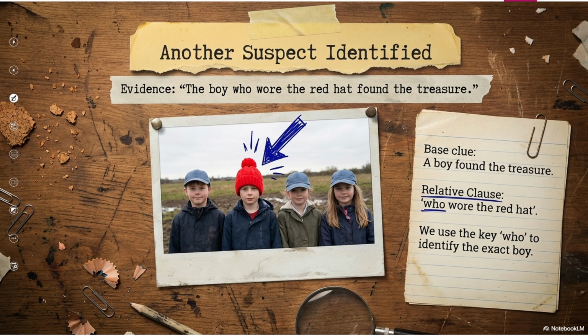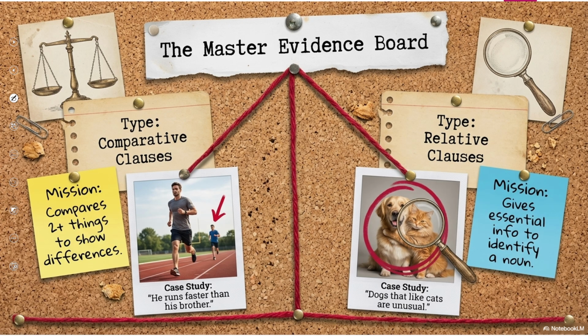Another example, the boy who wore the red hat. Here the highlighted portion is a relative clause because it adds information to the noun, or the subject. And it starts with a relative pronoun, which is who. Who wore the red hat? We use the key who to identify the exact boy.